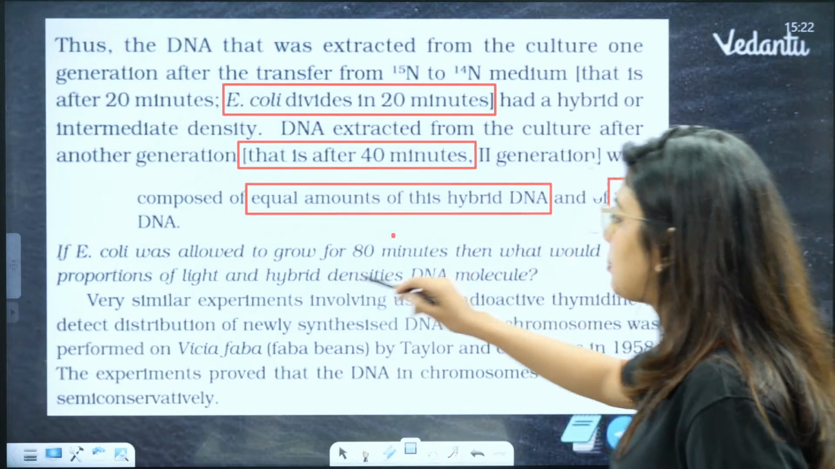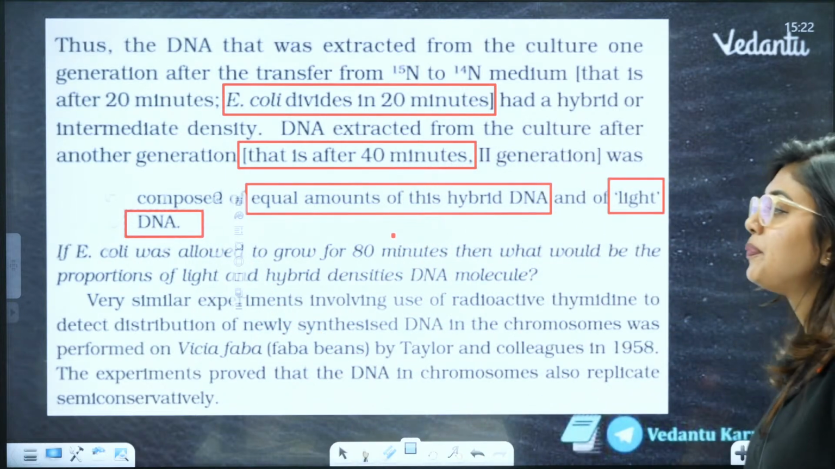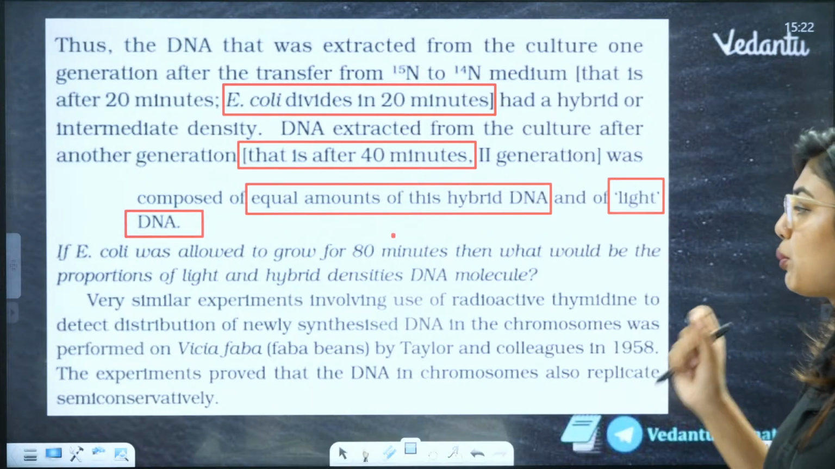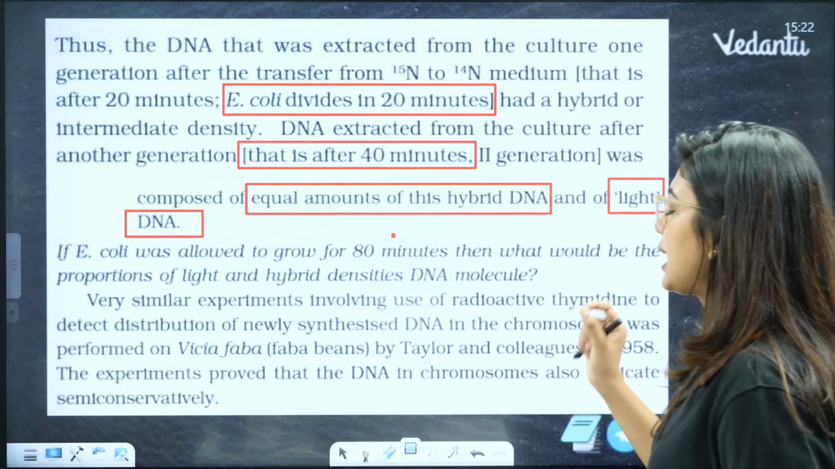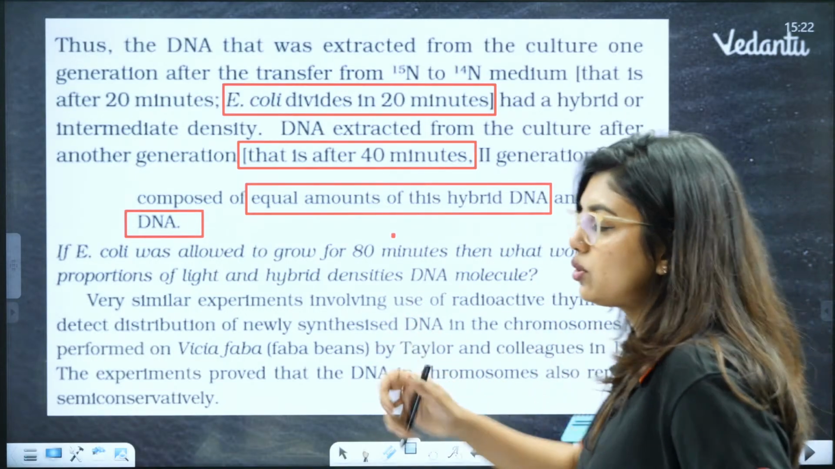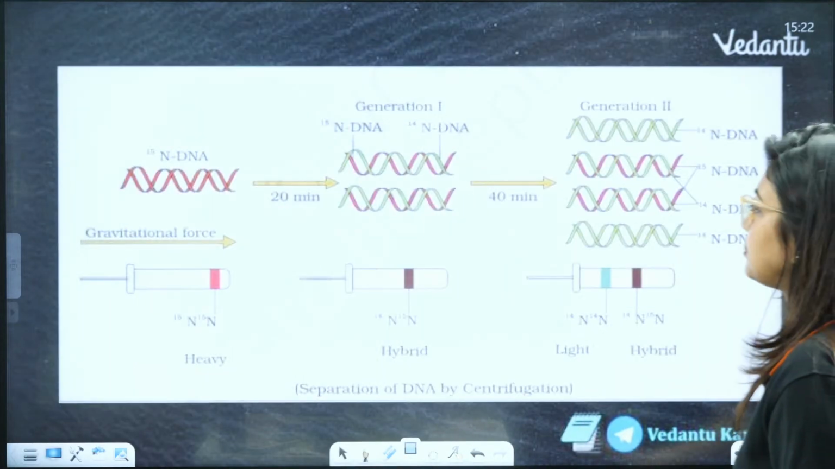That means 50% hybrid and 50% light. Okay, easy to understand. Now, if E. coli was allowed to grow for 80 minutes, then what would be the proportion of light and hybrid density DNA molecules? There is also a similar experiment involving the use of radioactive thymidine to detect, but that is a separate experiment. So, is this understood? Okay, yes.